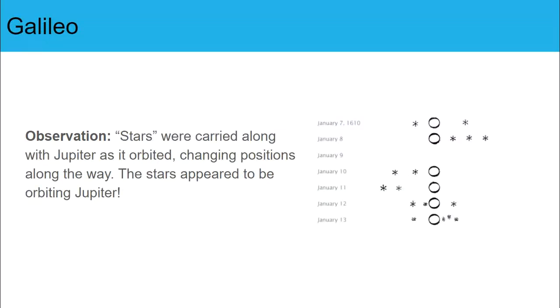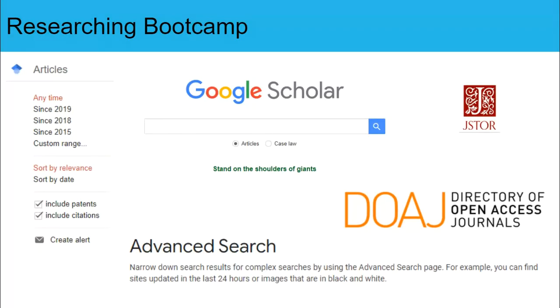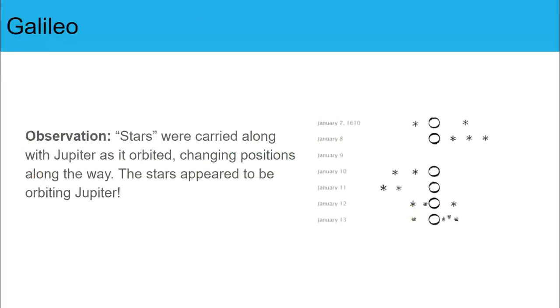The next is Galileo and the observations that he made of the stars. His observations were that stars were carried along with Jupiter as it orbited, changing positions along the way, and that the stars appeared to be orbiting Jupiter, which we can see in his records here on the right. This led to further information that Galileo discovered, which led us to further understand the universe and, in fact, Jupiter's moons.